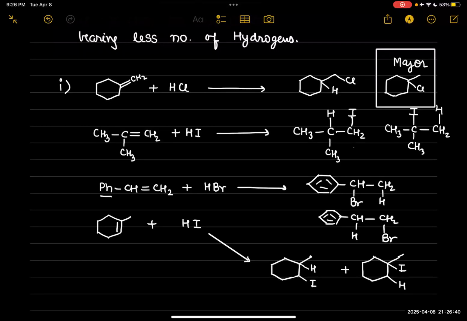Yes, because this is the minor product, because you are attaching hydrogen in the middle to the carbon atom, and it doesn't have any hydrogen. Getting my point or not? Yes, the middle carbon doesn't have any hydrogen.